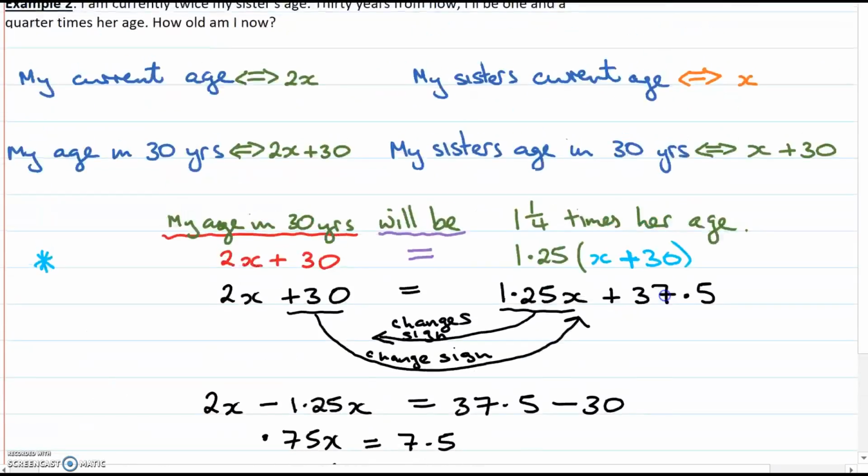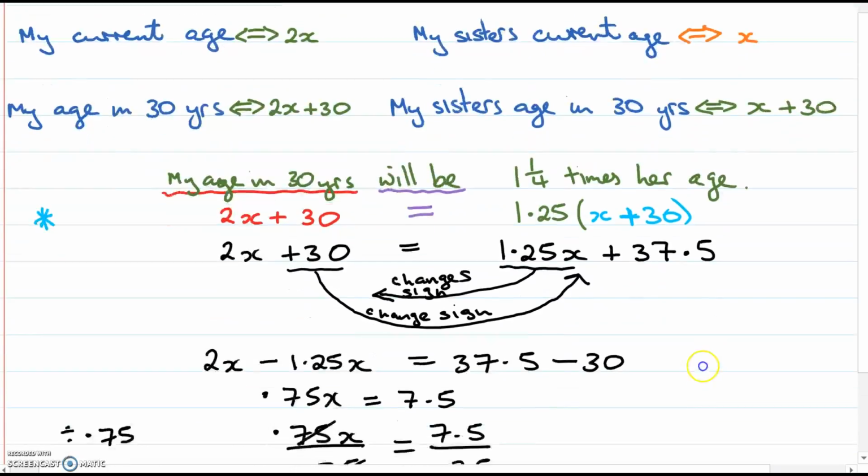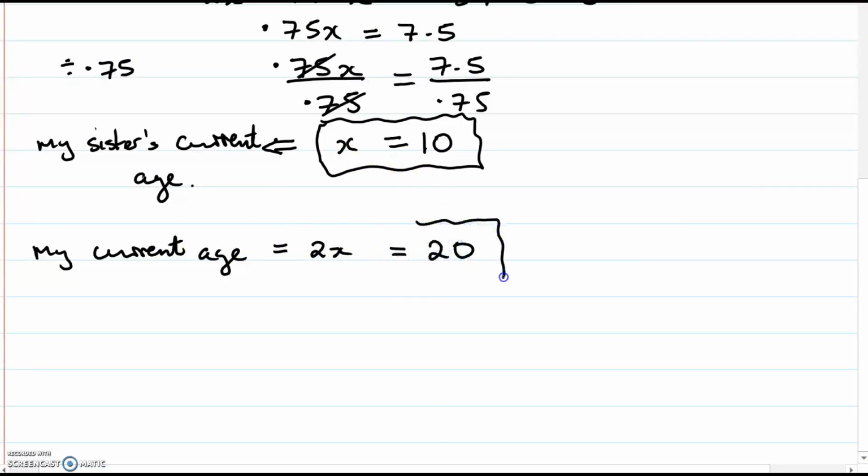Now, the question was, how old am I now? Well, right now I'm 2 times her age. So my current age will be 2x. So 2 times x, so 20. So that's the answer to the question.